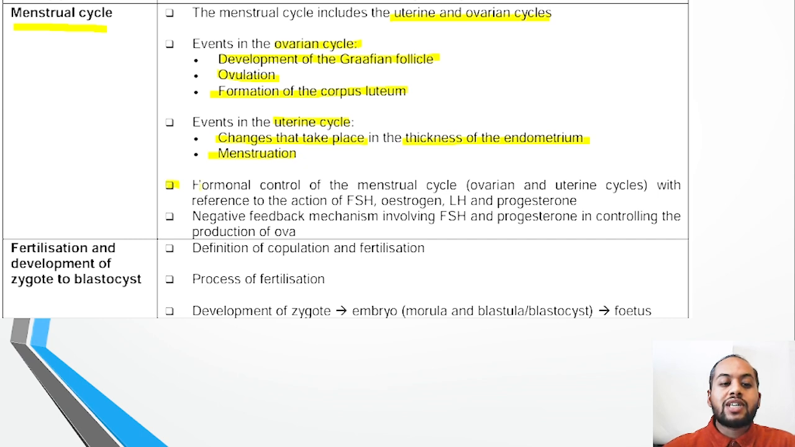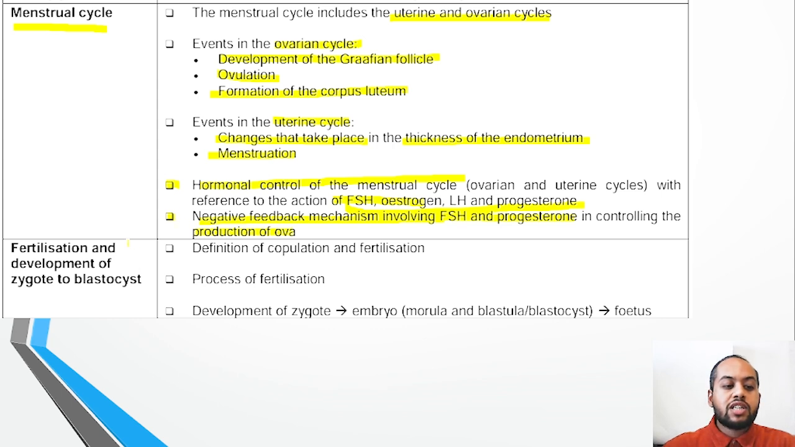You would have also discussed hormonal control of the menstrual cycle, the ovarian and uterine cycles with reference to the action of FSH, estrogen, LH and progesterone. Very, very important. Negative feedback mechanism involving FSH and progesterone in controlling the production of ova. This is also extremely important.